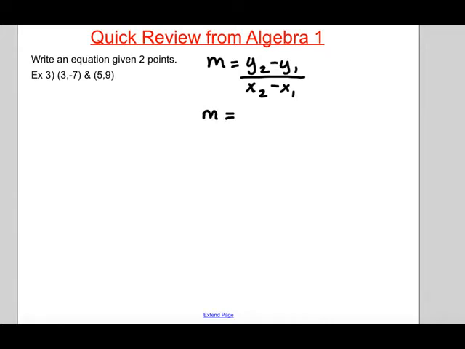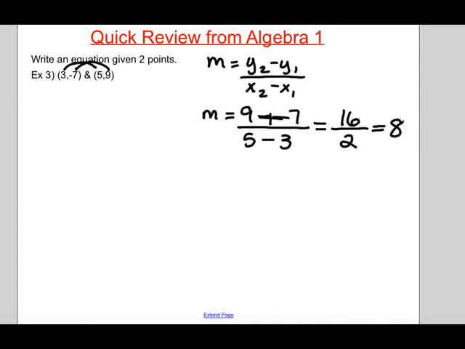So for mine, I'm going to take y2 minus y1, so 9 minus a negative 7. Minusing a negative 7 is the same thing as adding 7 on top. On my denominator, I'm going to take 5 minus 3. So on top, I have 9 plus 7, which is 16. 5 minus 3 is 2. And 16 divided by 2 is 8.